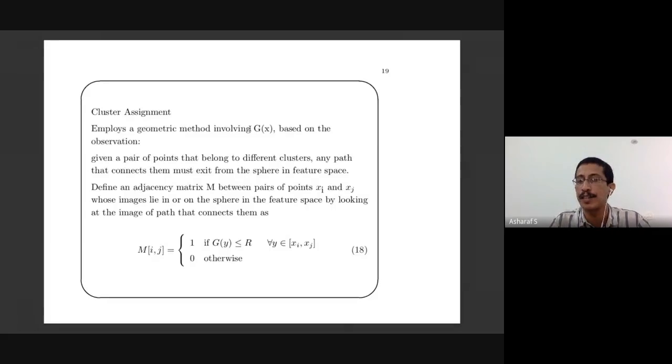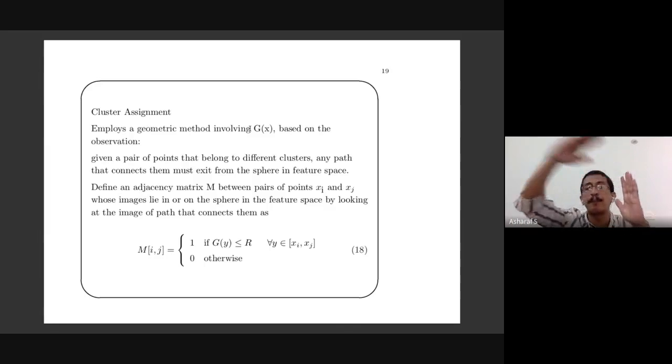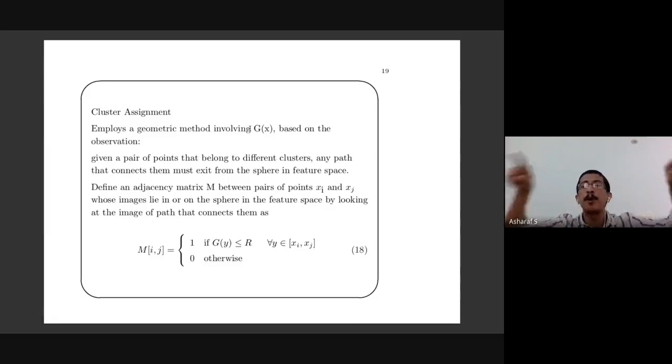So now what we do is we define an adjacency matrix, which is essentially like the graph representation, M between pair of points xi and xj. For every pair of points, if I've got m points, you will construct an m by m matrix, right? Between each pair of points xi and xj, you define an adjacency matrix M whose images lie on the sphere in the feature space by looking at the image of the path that connects them.